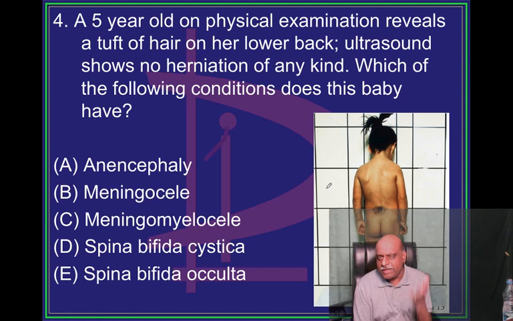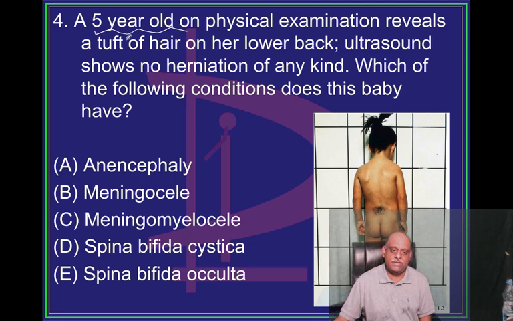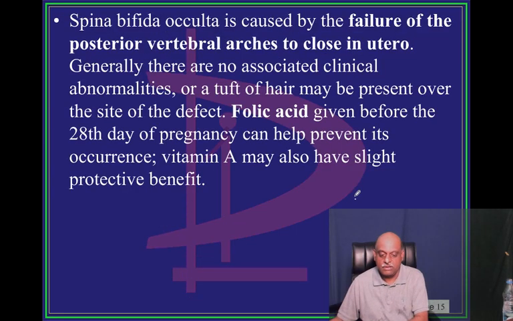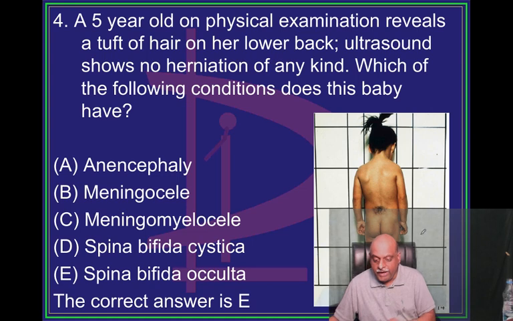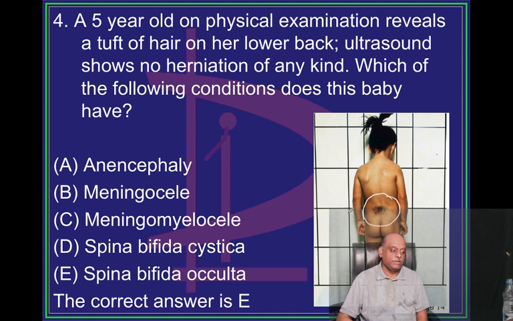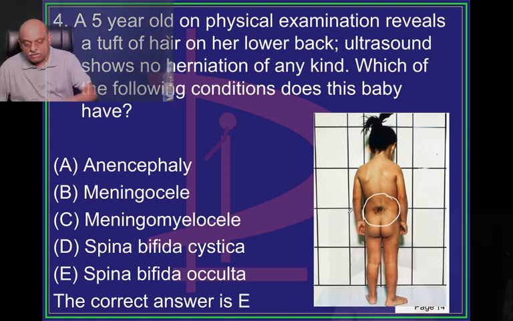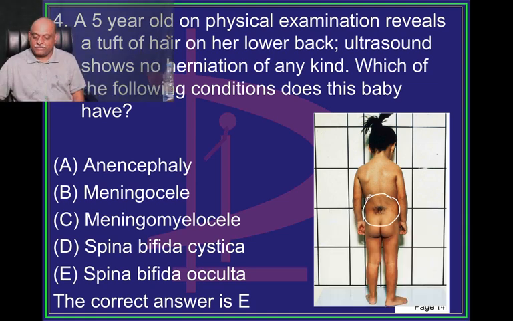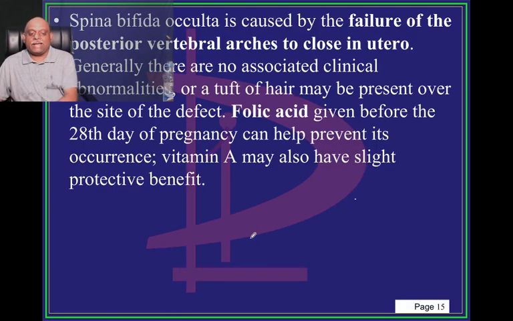A 5-year-old girl, on physical examination, has a tuft of hair on her lower back. Ultrasound shows there is no herniation. What is the condition this baby is basically suffering from? She is suffering from spina bifida occulta, is what you need to remember.